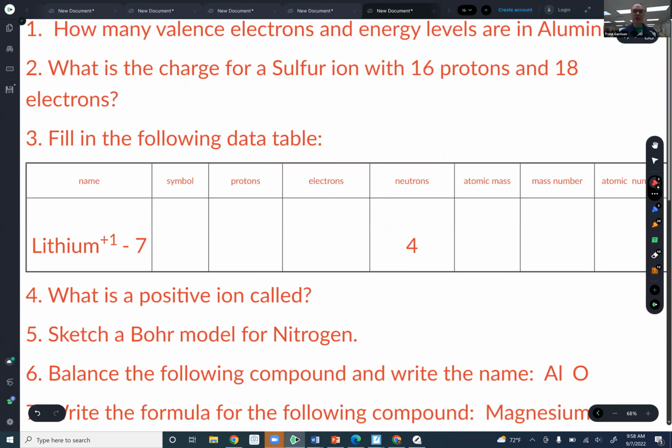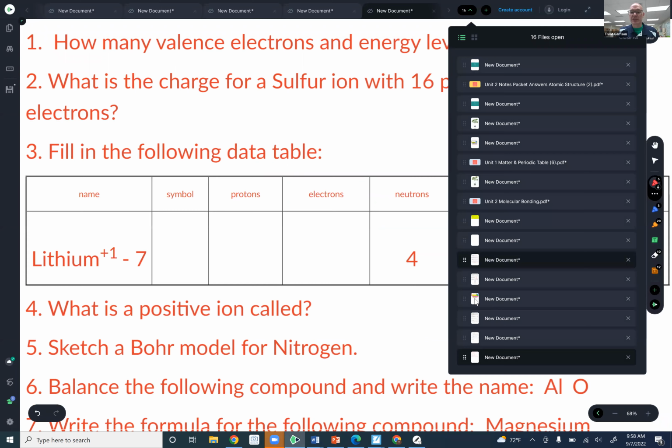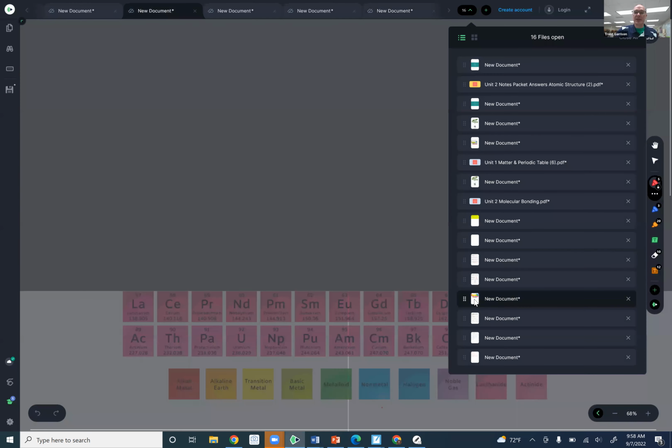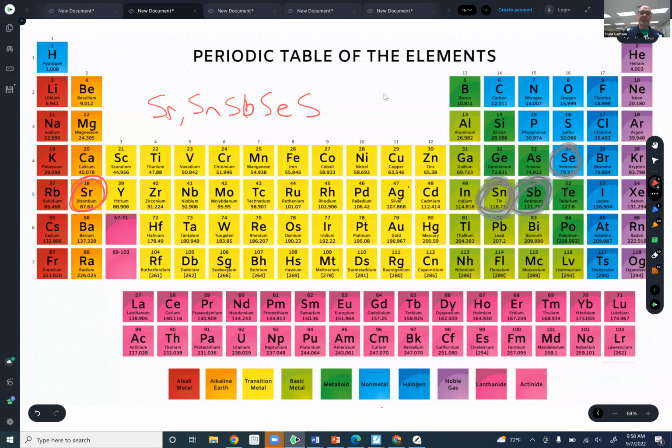How many valence electrons are in aluminum? Well, we need a periodic table to solve this one. So let me find my periodic table. It's got some writing on it, so let me erase all of that. Aluminum is element number 13 over here on the right side in green.